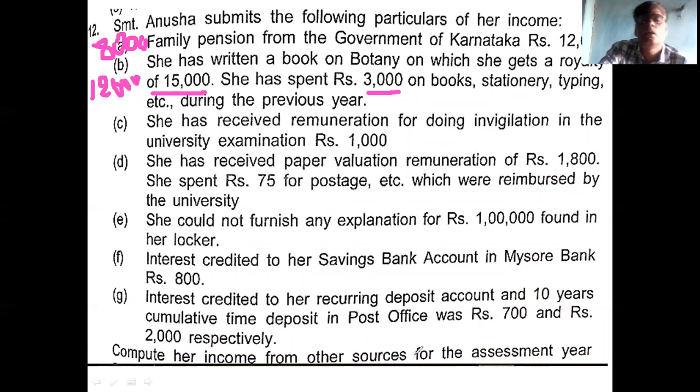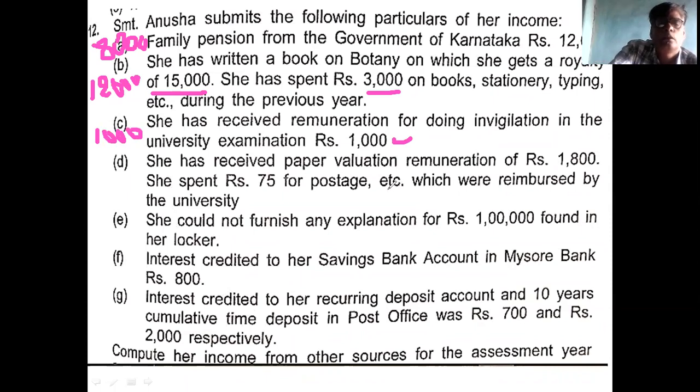Then come to the third point. She has received remuneration for doing invigilation in the university exam work, 1,000. Invigilation means supervision work. University supervision work, remuneration 1,000. It is taxable. Direct amount 1,000. There is no expense.